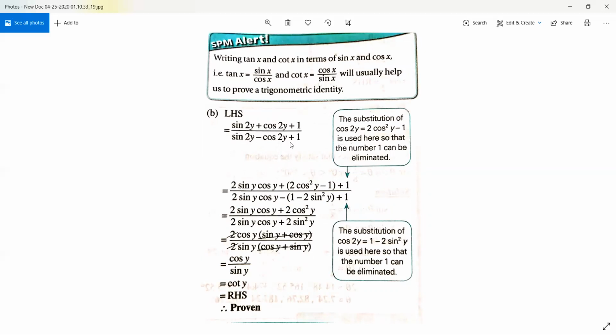We use the left hand side. Okay, so 2 sine y cosine y, 2 sine y cosine y, because this one is sine 2y. Okay, how about this cosine 2y and negative cosine 2y? So I can use 2 cosine square y minus 1, and here I use 1 minus 2 sine square y. Why do I use this one?